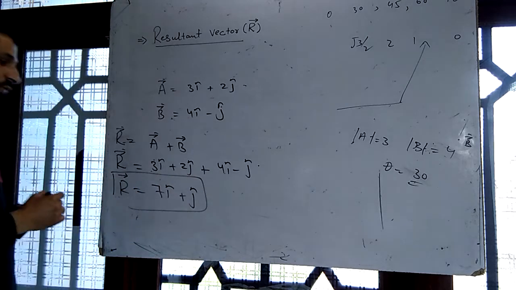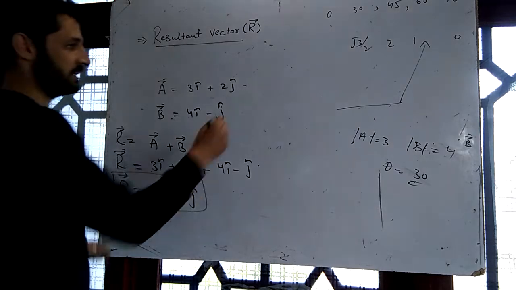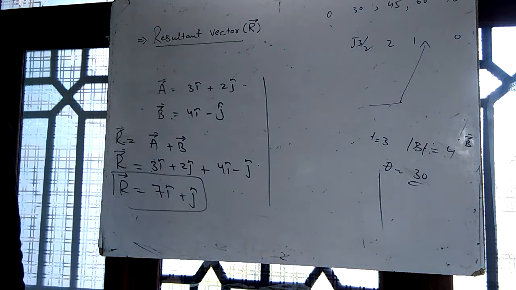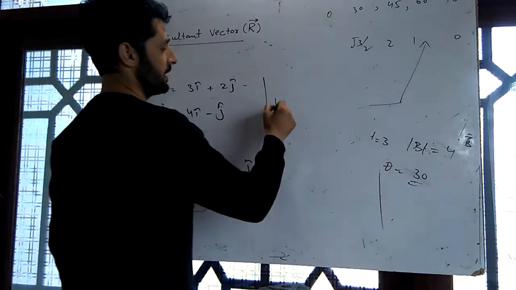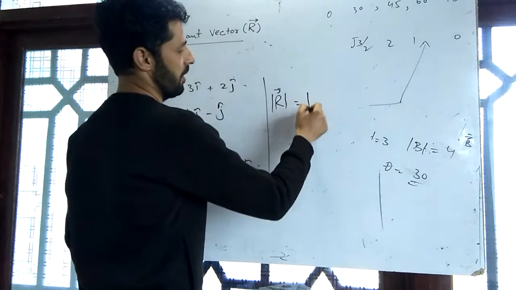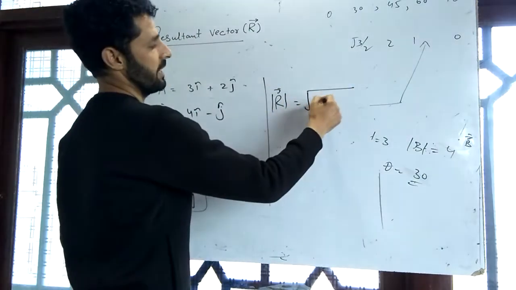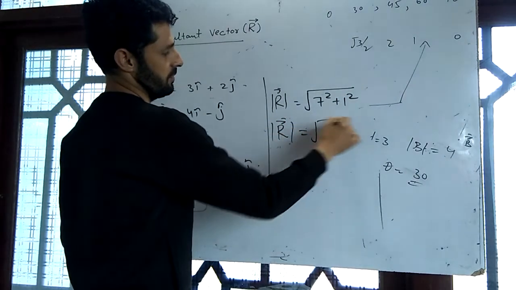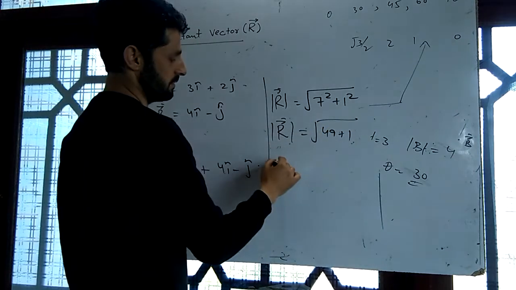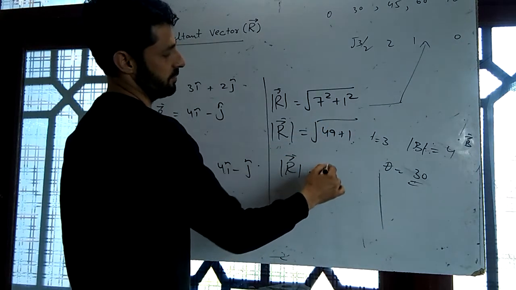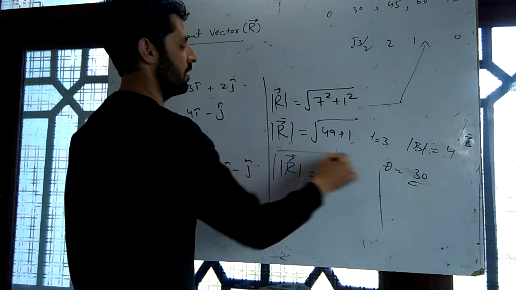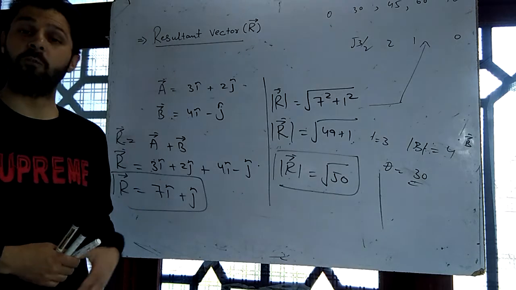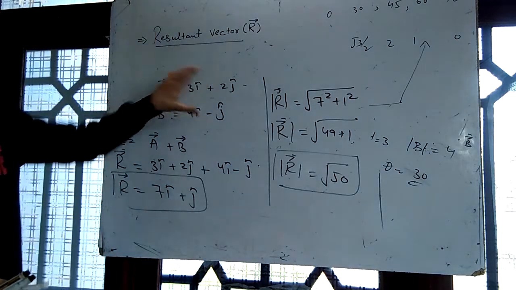When you are supposed to find the magnitude of the resultant vector, then it is the square of coefficients, because i is perpendicular to j. cos theta will be cos 90, which is 0. So the magnitude of the resultant vector will be equal to under root of 7 square plus 1 square, that is 49 plus 1. The magnitude of the resultant vector will be equal to under root of 50. This is how to calculate the resultant vector when a vector is given in terms of components.